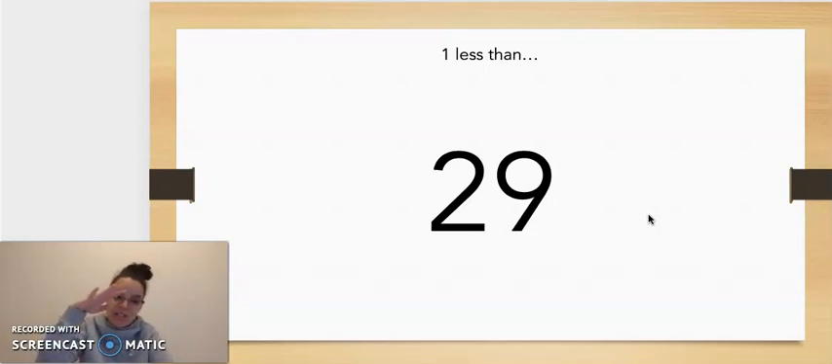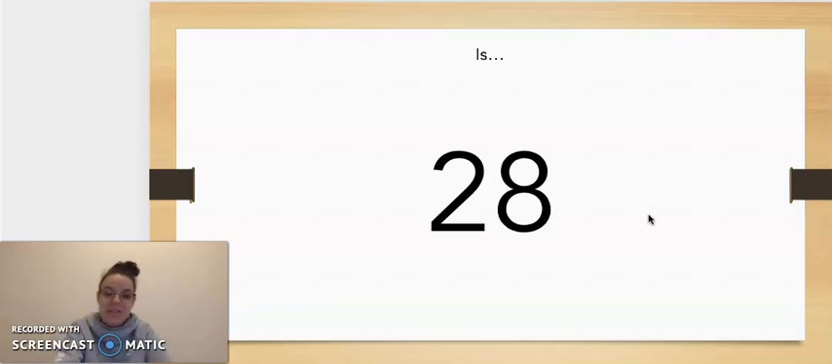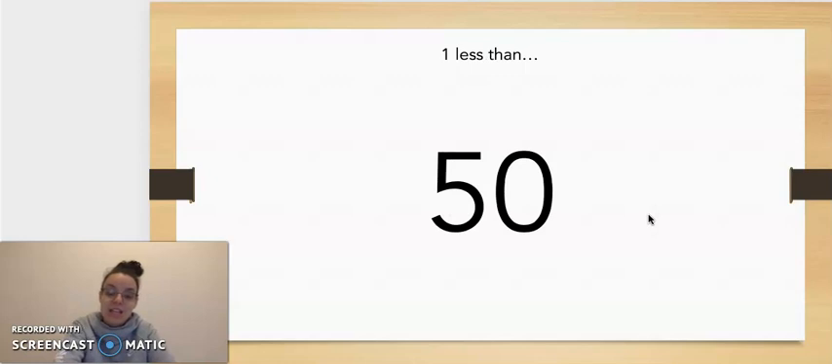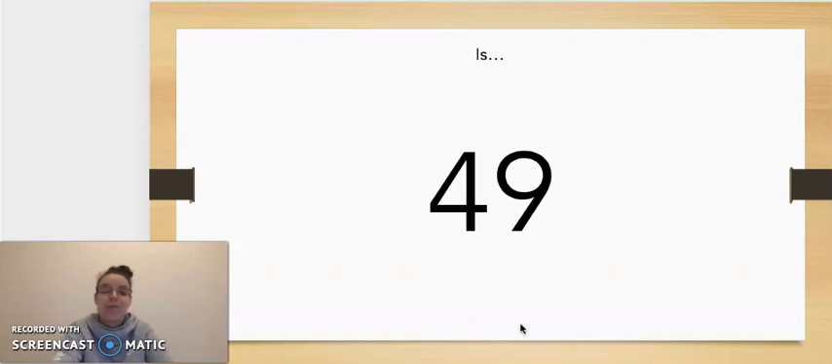Change that 9 to an 8, because we're counting back. 28. Tricky. 1 less than 50. Well, there is nothing less than 0. So that means I have to take away a 10, turn that into a 4. And 1 less than 10 is 9. 49. Yeah, that one was a little bit tricky. But when you're counting back from 50, you say 50, 49, 48, 47.